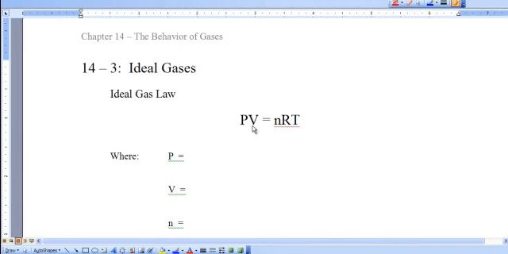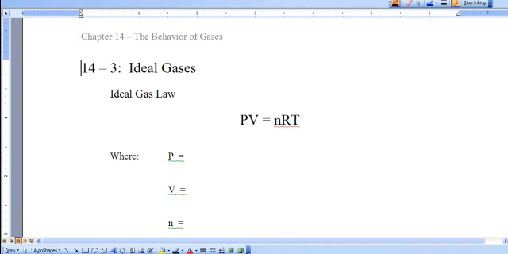And welcome to 14-3 Ideal Gases. In this particular section, we are going to show you how all of the gas laws that we talked about in the previous sections are wrapped up in what we call the ideal gas law. And that ideal gas law is written out as PV equals nRT. PV equals nRT. Let me go ahead and get my pen ready here.